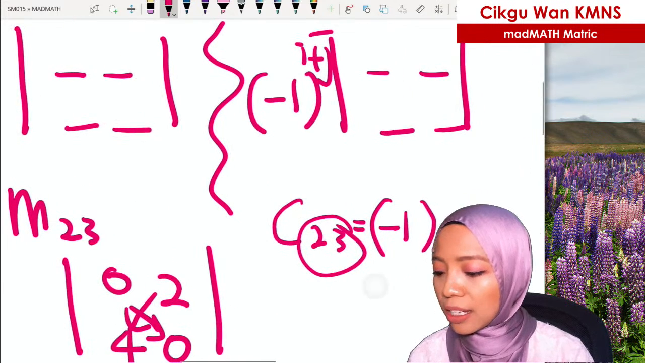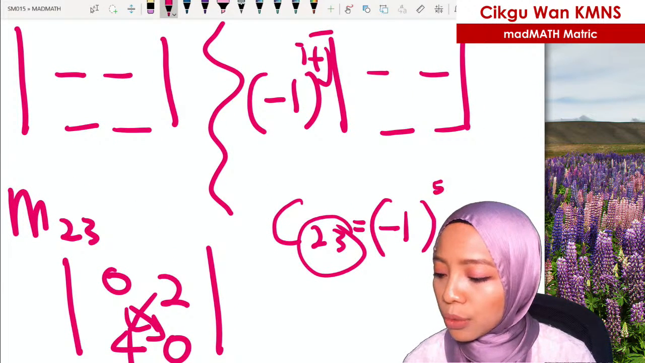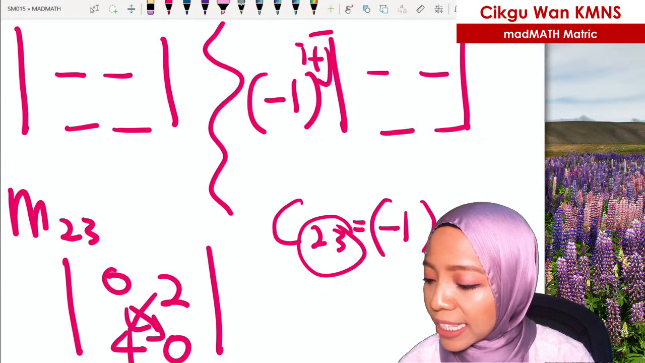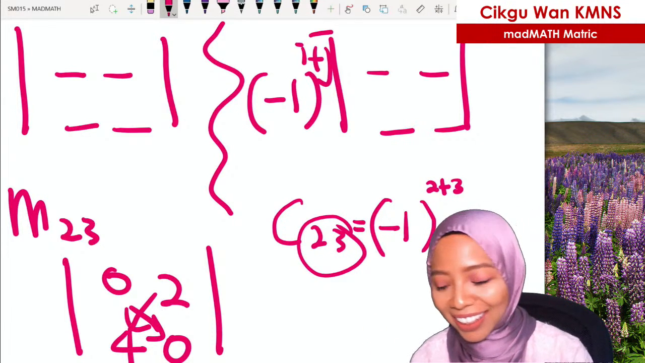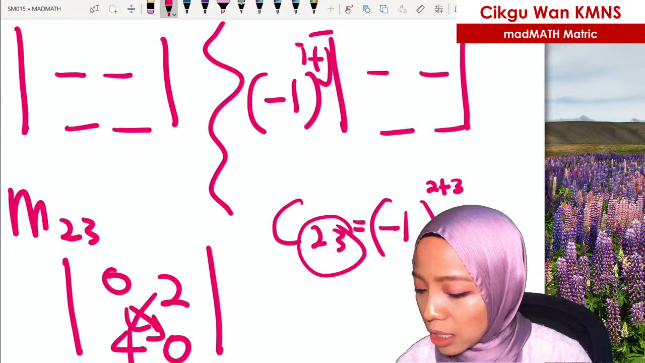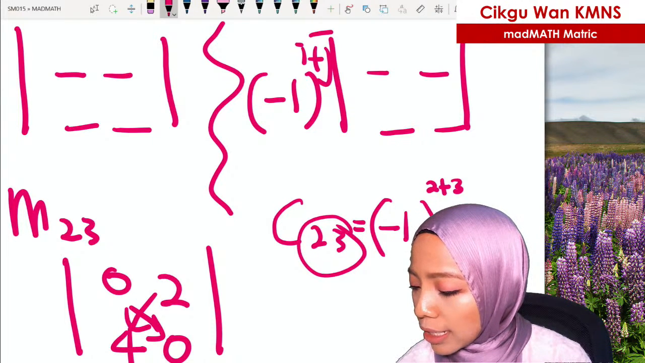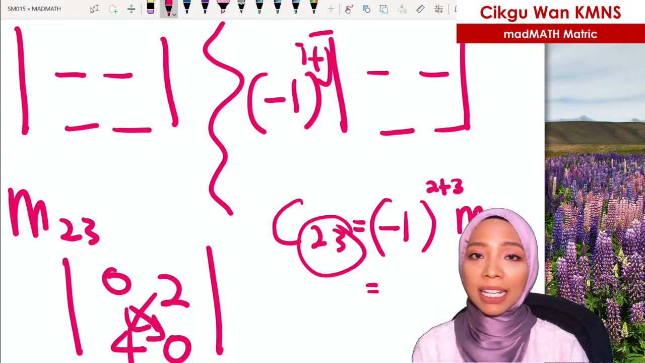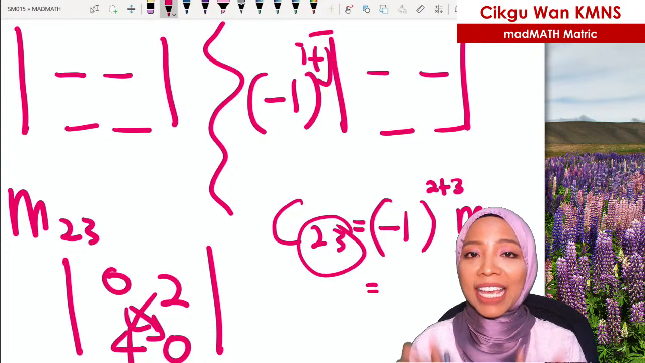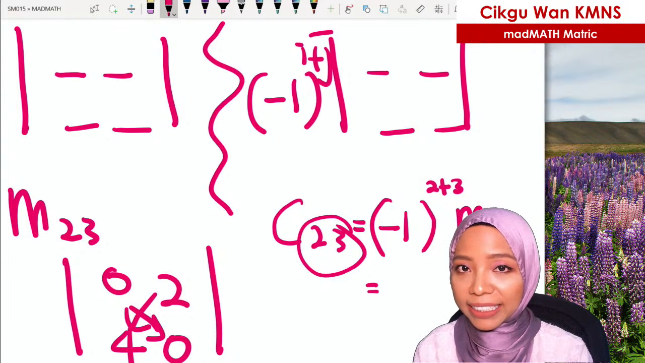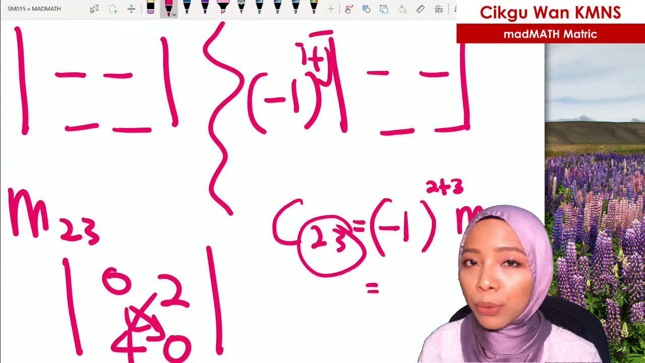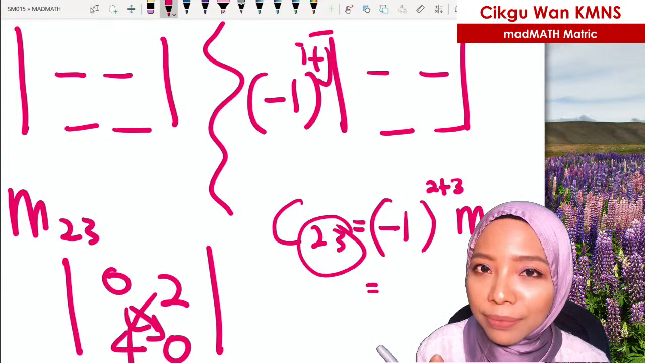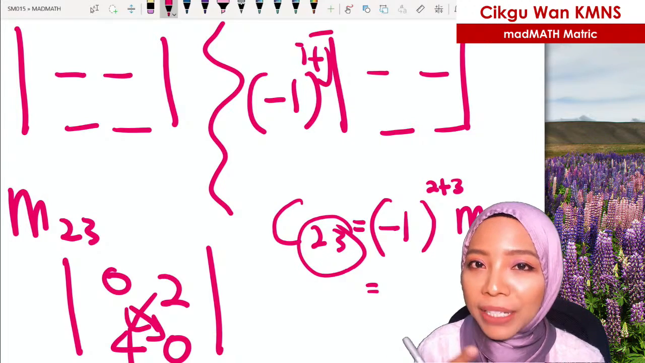Mana dapat, tadi kawan you tanya, mana dapat 5 cikgu? Sebab dia adalah 2 plus 3. 2 tambah 3, 5. Okay. Lepas tu baru kita masukkan nilai M23 yang kita dapat tadi. Basically, minor dengan cofactor, nilai dia akan sama jika negative 1 itu to the power of apa? Even number.